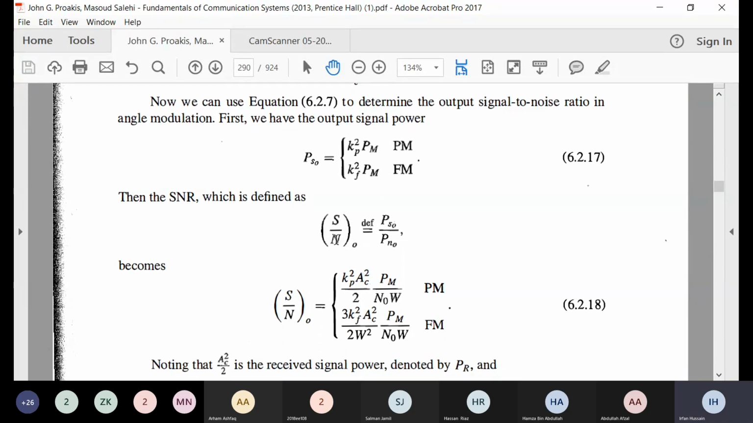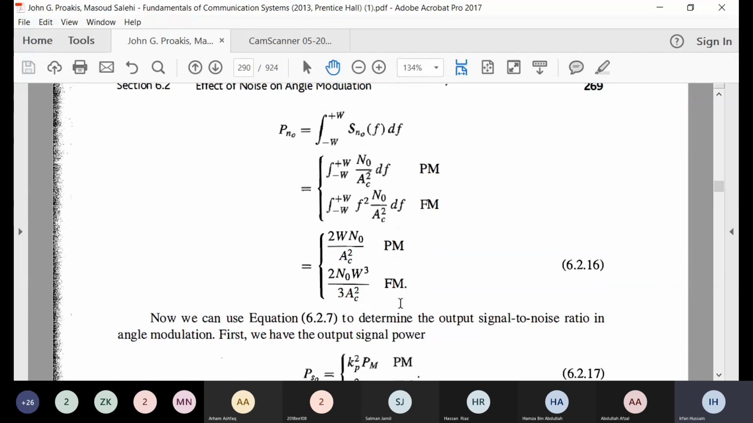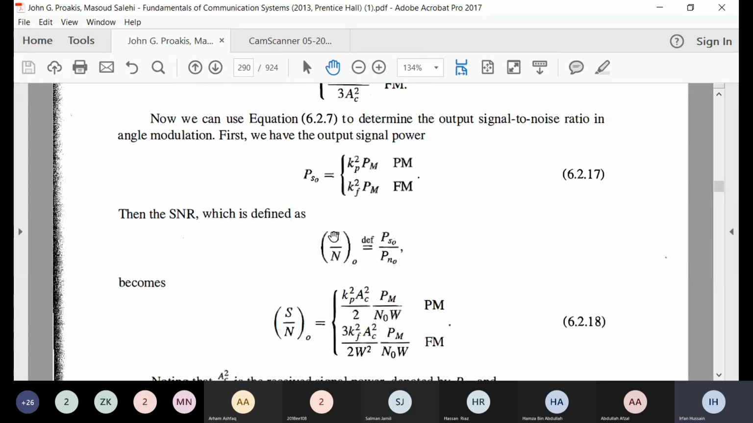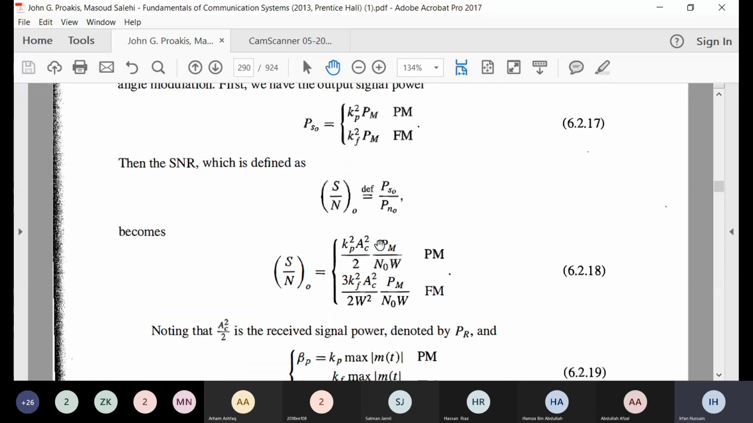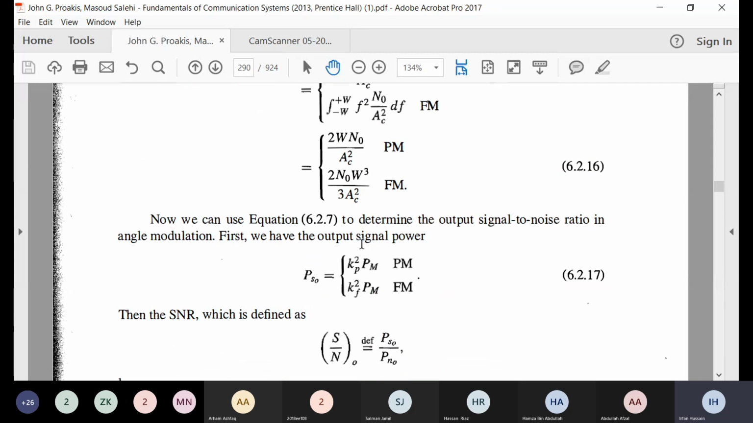So the SNR at the output of the receiver will be the signal power divided by the noise power, both for PM and FM. So Kp square P_M is the signal power, divided by the noise power of PM, which you know was N0 W, N0 over AC square, or 2W. So that 2W N0 will come in the denominator and AC square will go in the numerator.